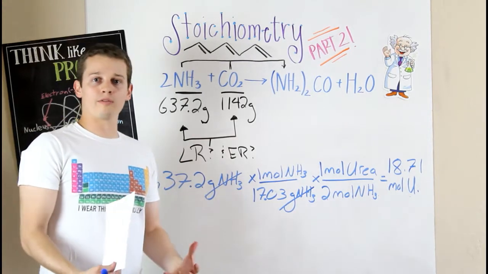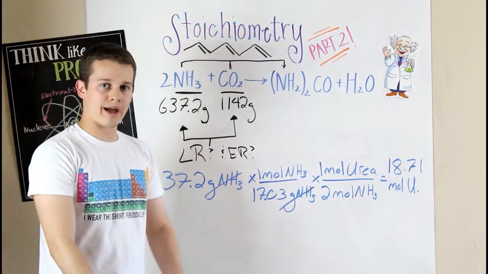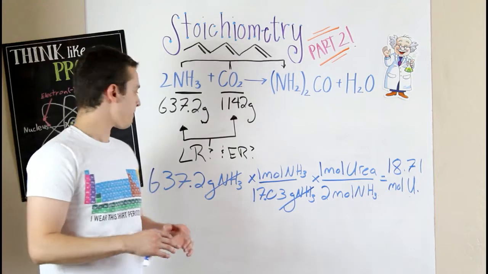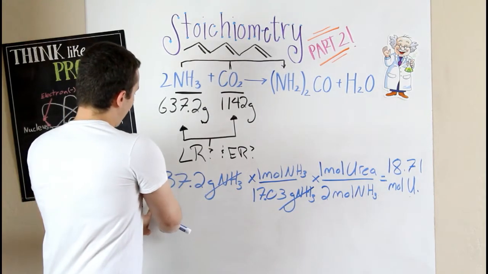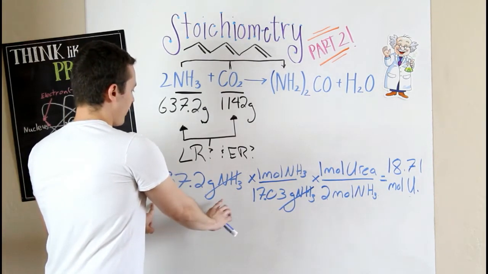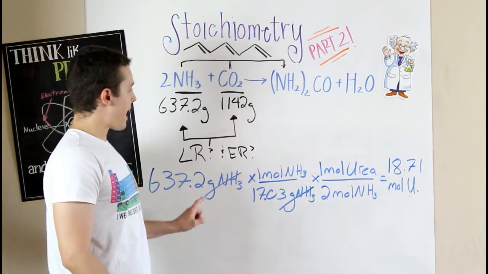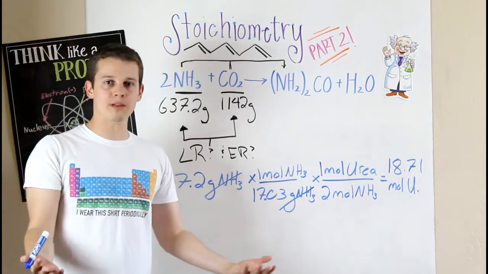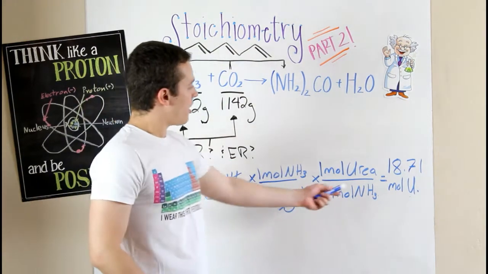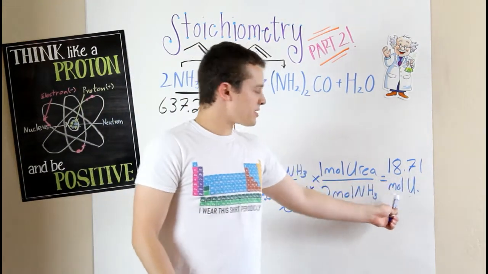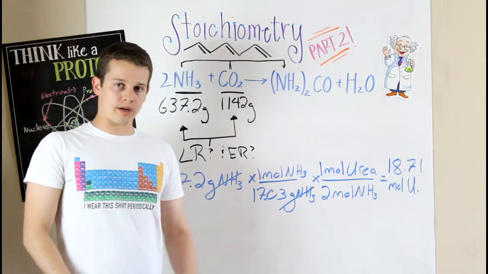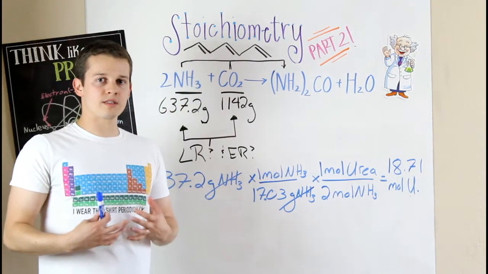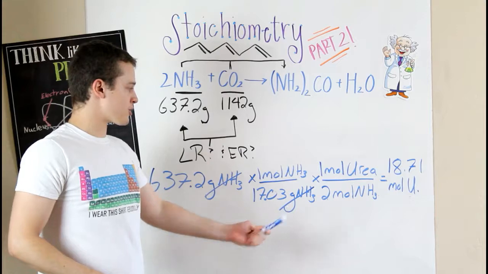Now, if we took all of those things and put them into a reaction vessel together, we would react 637.2 grams of ammonia. We'd react some quantity of CO2 that doesn't matter because we have an infinite supply of it. And from that, we would produce 18.71 moles of urea. So that's what I want you to think about when you're looking at this very first one.